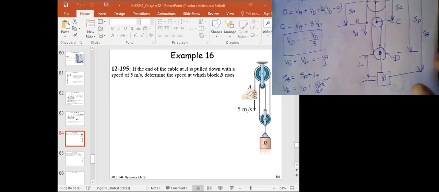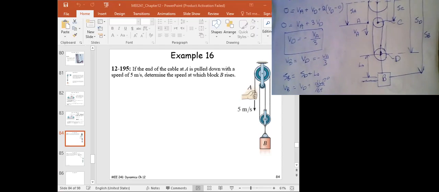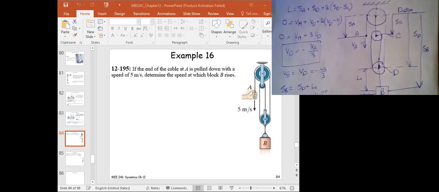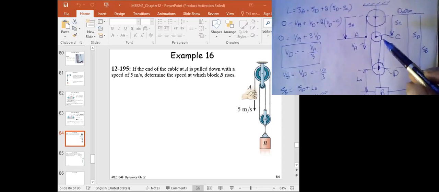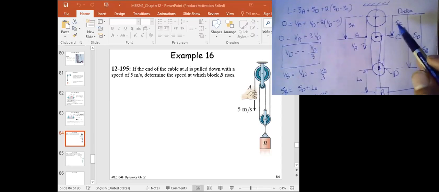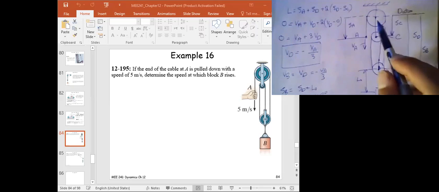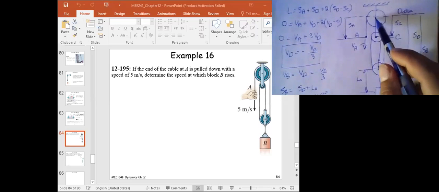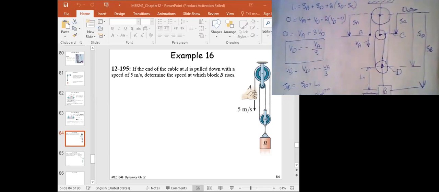Yes, I'm asking why the SC is 0 in the equation 0 equals VA plus VD. Okay, SC is not 0, but the derivative of SC is 0 because this cable here is not changing with time, right? This cable is not wound around any pulley. This cable is basically from the center of the pulley to the center of another pulley. So that length is not changing.